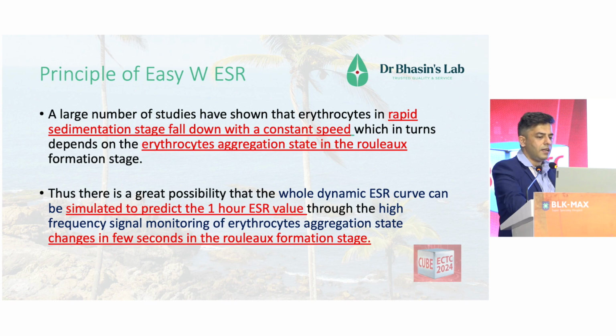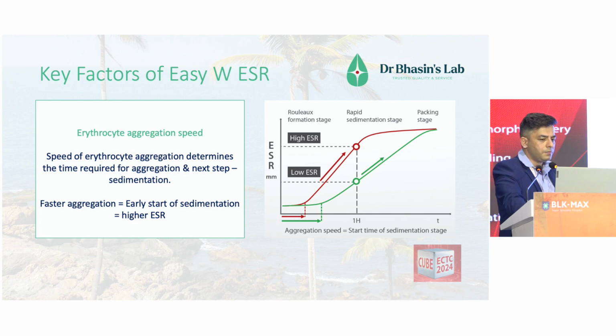So the principle is that the rapid sedimentation stage, as I was mentioning, falls down with a constant speed. The speed at which they fall depends upon the erythrocyte aggregation state in rouleau formation. Over here they are using a dynamic curve to predict the 1 hour fall. What are the key factors it is using?